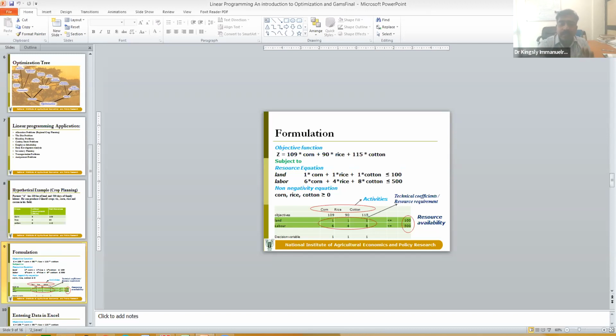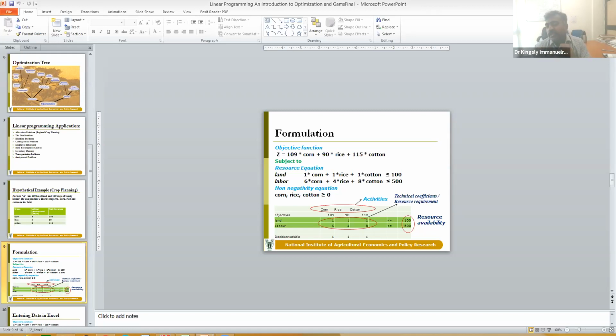I have not put specific values for the area because that value is generated by the model. So the objective function is over. The objective function is nothing but the sum of product of net revenue times area under the crops. That's the simplest way to express it. This is our objective function.